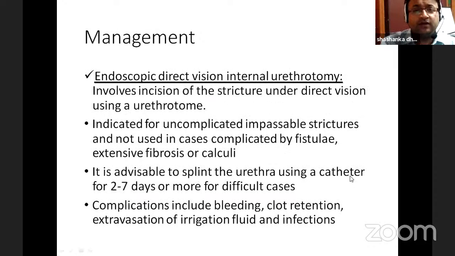Endoscopic direct visual internal urethrotomy, a VIU or a DVIU. It involves the incision of the stricture under direct vision using a urethrotome. This is done with the help of a cystoscope.